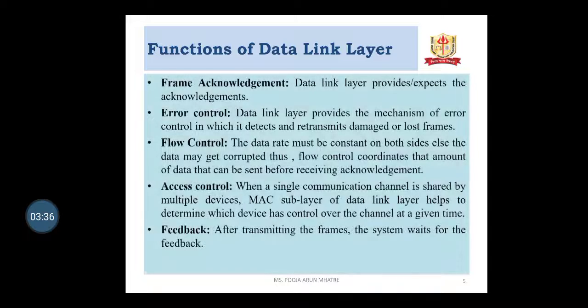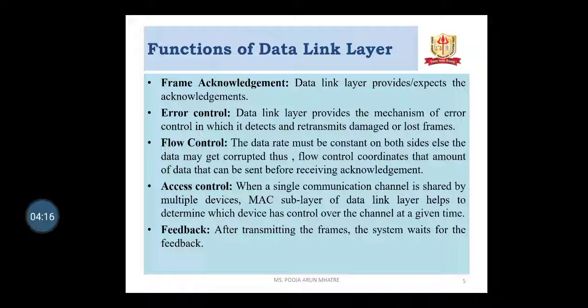The next function is frame acknowledgement. The data link layer provides and expects acknowledgements, that is, positive acknowledgement and negative acknowledgement. That means whether the frame is delivered or not. Error control: the data link layer provides a mechanism of error control in which it detects and retransmits damaged or lost frames. Flow control: the data rate must be constant on both sides, else the data may get corrupted. Thus, flow control coordinates the amount of data that can be sent before receiving the acknowledgement.